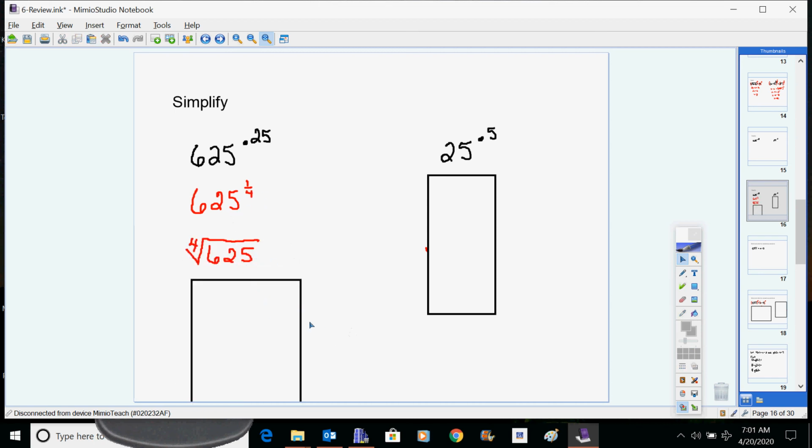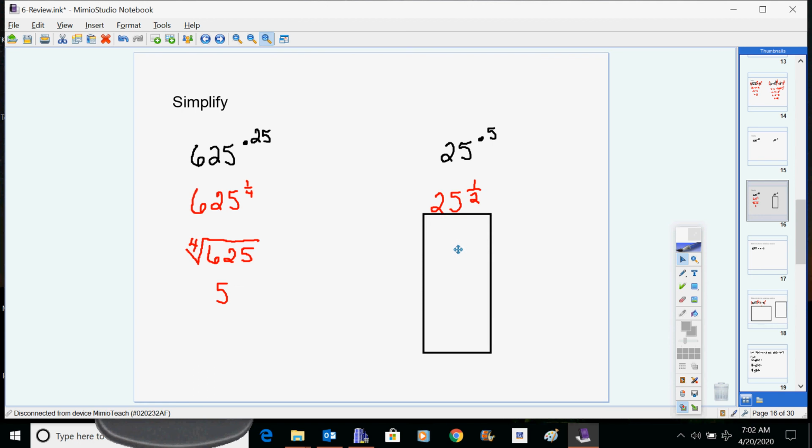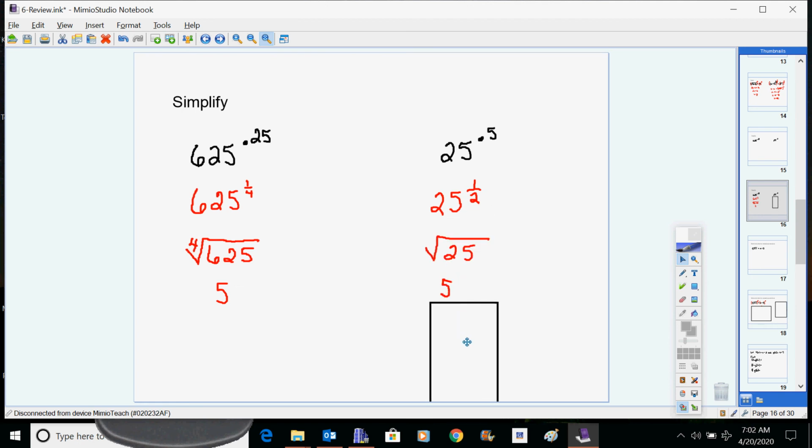So you're looking for what number times itself, times itself, times itself. So you've got 4 of them, would give you 625. And that number actually is 5. Look for the small simple numbers and check those out first, and you'll find it pretty quickly. 25 to the 1/2 power, of course, square root 25 is 5 also. Okay, so you're going to be looking for whatever those powers are.